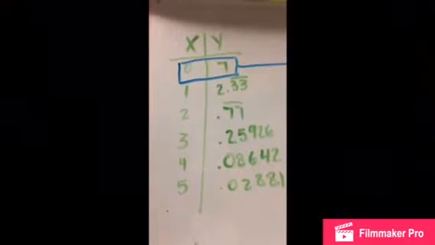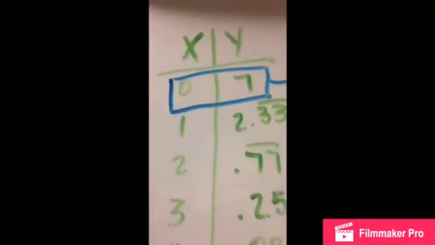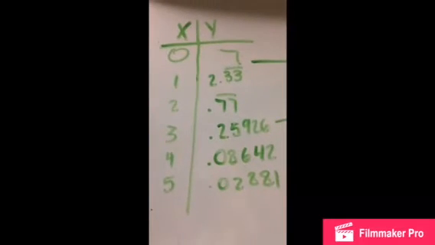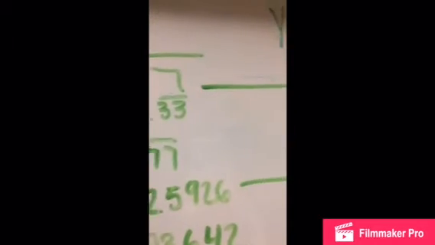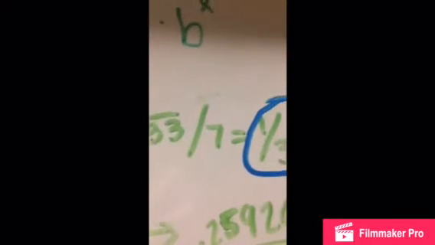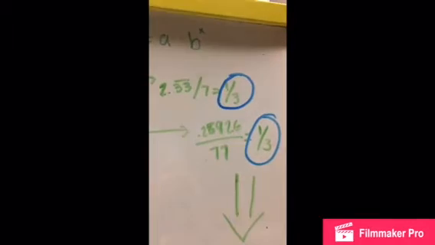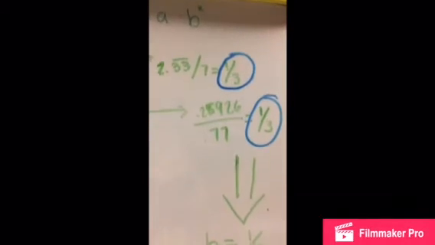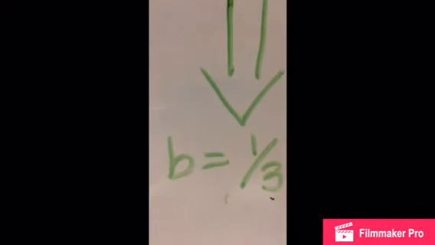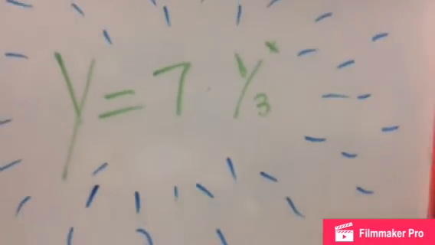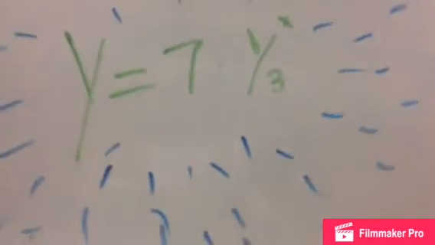The a value of this equation is equal to the y-intercept, which is what y is equal to when x equals 0. In my table, that's 7, so a is equal to 7. Next, to find the b value, you have to divide different y values by one another from bottom to top. I did this twice to get 1/3. This means b is equal to 1/3. After all this hard work, I can find my equation. My equation is y is equal to 7 times 1/3 to the power of x. Woot woot! All done with exponential.